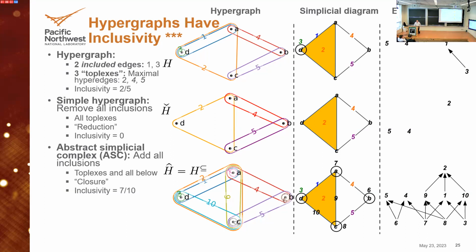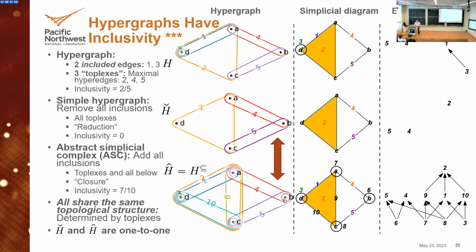So that's as much inclusivity as I can have, and in this case, it maxes out at 7/10. You never really get to 1. So all of these share the same topological structure, which is determined by the toplexes. And in fact, there's a bijection between the reduction and the closure. So the abstract simplicial complex and the collection of toplexes are in bijection. These are all equivalent. So this is a whole equivalence class of hypergraphs relative to that top and that bottom. And that's what carries the topological properties for simplicial homology.